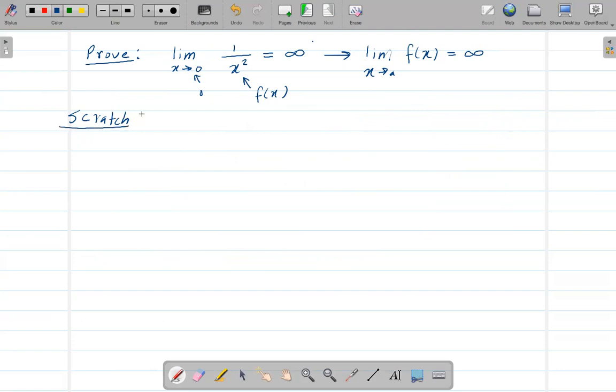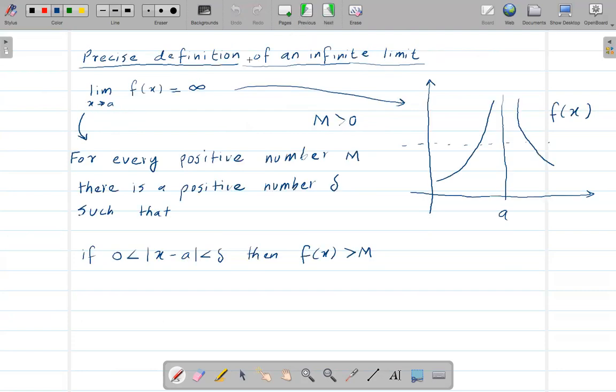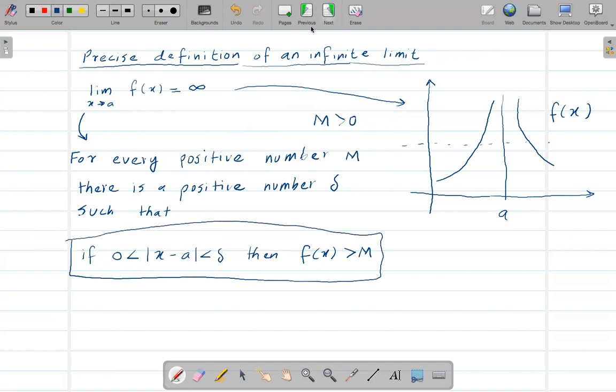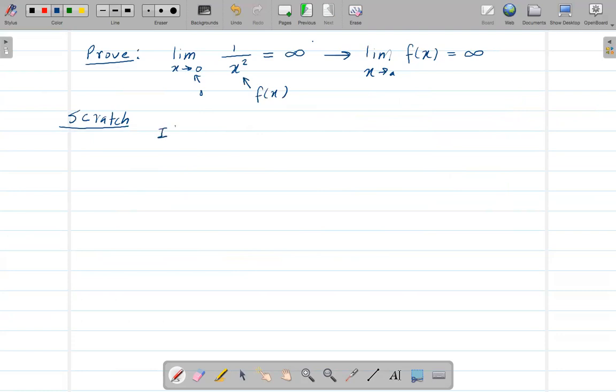And start from scratch work. All right, so scratch work, our definition says, the actual definition here is this one. We need to use this definition. So if absolute value of x minus a is less than delta, then f of x should be greater than m. So that means again we are proving f of x is greater than m from this.